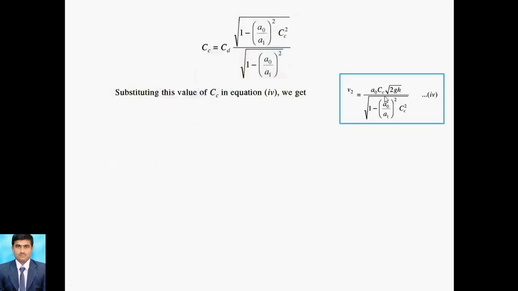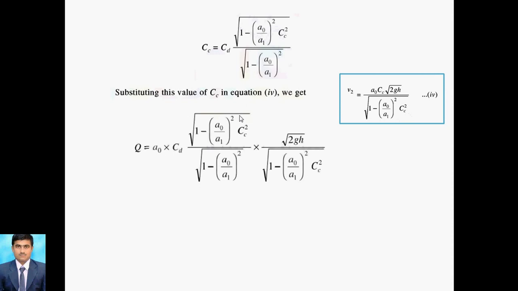So this Cc is the coefficient of contraction. This coefficient of contraction formula is ready, because we already calculated it. This Cc we can put over here, this Cc and this Cc. So we replace this value and this value by Cc.